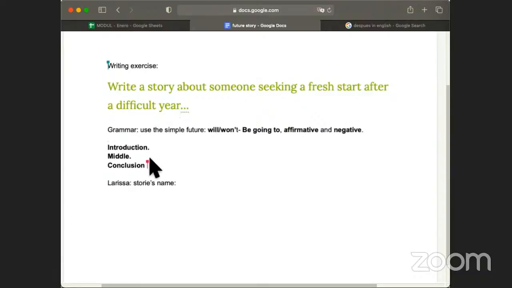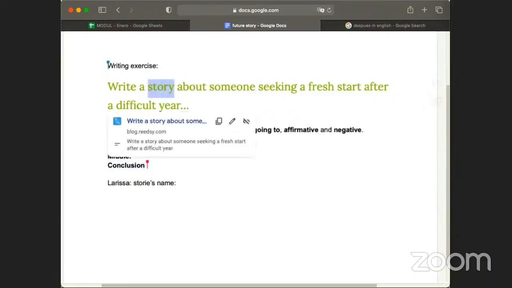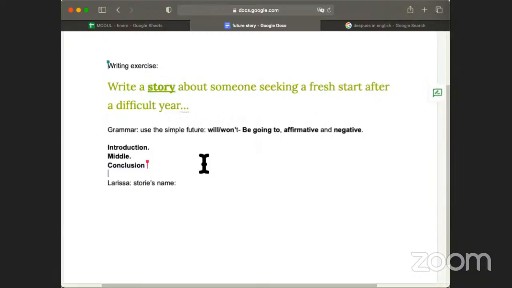The advice for you guys is to try to write 3 different paragraphs. In the first paragraph, you're going to introduce your story. You can talk about your character. Then the middle, maybe you can talk about seeking a fresh start. And your conclusion, how do you want to finish your story? Because remember, a story is usually going to have something different or exciting, it could be happy, it could be sad. It's a story.